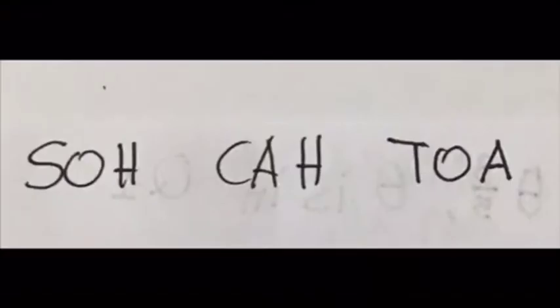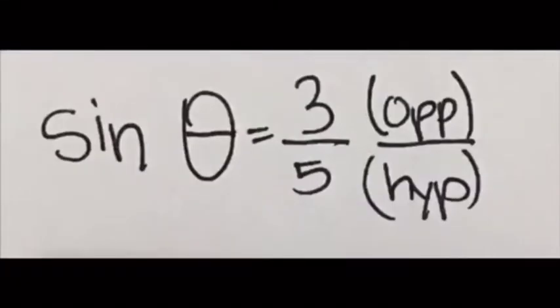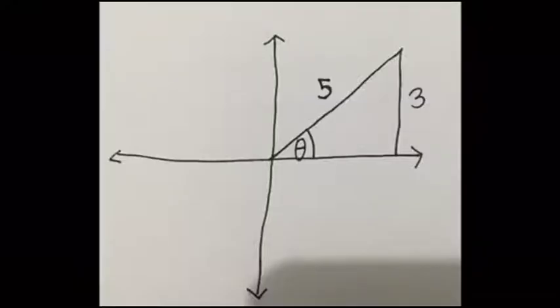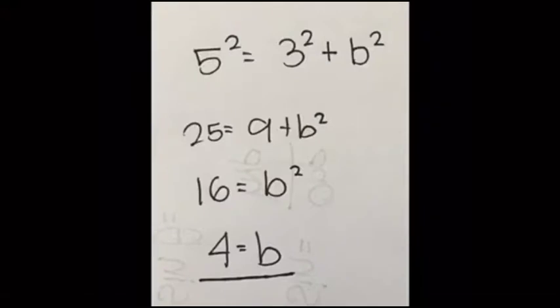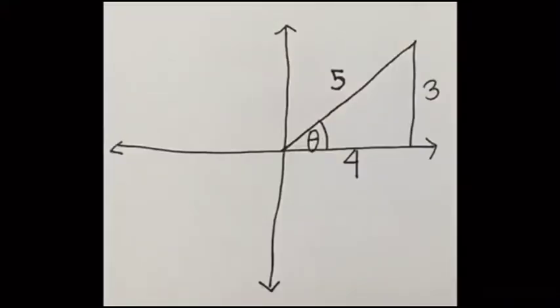So, we have to use SOHCAHTOA. Sine is opposite over hypotenuse, and the opposite of theta is 3, and the hypotenuse is 5. Now we still have to figure out the missing side of this right triangle. So we have to use the Pythagorean theorem. Therefore, our answer would be 4. Now we can find the other 5 trigonometric functions.